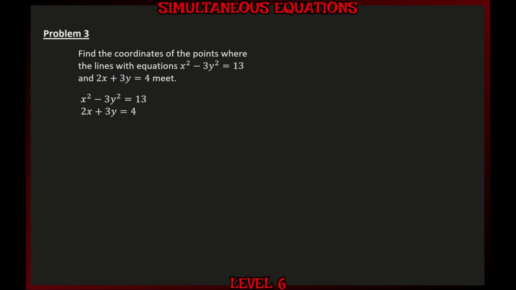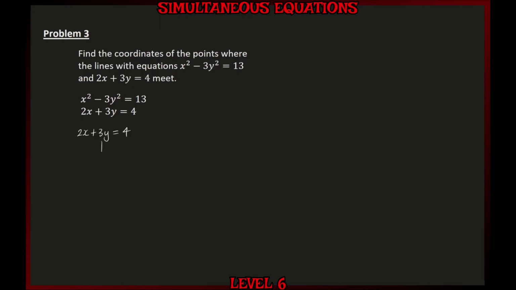Now, looking at these two equations, one is nonlinear and one is linear, so we need to solve these by substitution. And what we want to do is rearrange the linear equation, so the second one, so that either x or y is the subject. So starting with 2x plus 3y is equal to 4, I'm going to make x the subject.